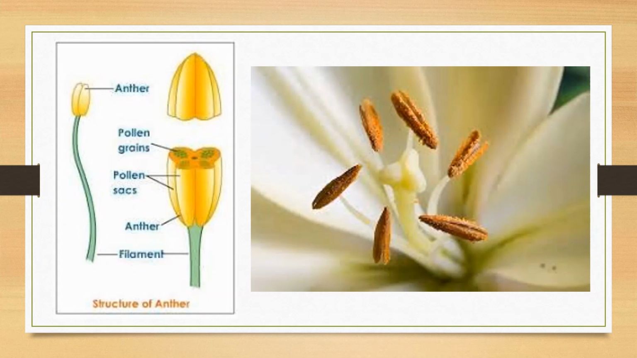Here you can see the structure of anther and there is a cross section also you can see here. Inside you can see pollen sacs and in the pollen sacs pollen grains are there, and the arrangement of stamens also you can see in a flower. Anther is at the tip of the stamen and the long slender structure is filament, and you must have got a clear idea of the structure of stamen.